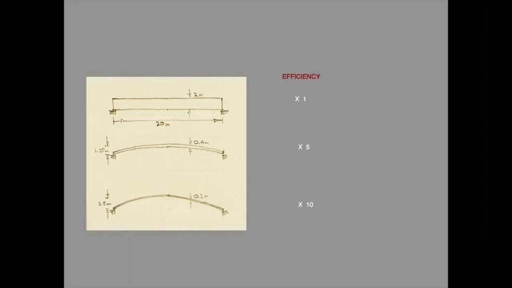These three structures give an indication of the effect of form on efficiency. All three structures carry the same load. The lowest structure here has 10 times less material and is 10 times more efficient than the straight beam at the top.